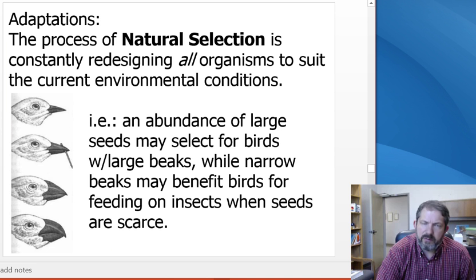That's a very poor discussion of natural selection. It does not do it justice. Too bad. Moving on.